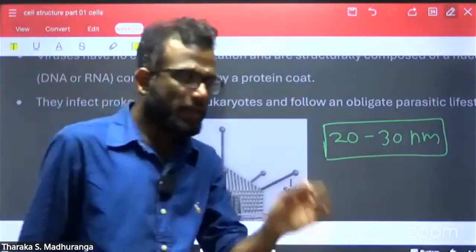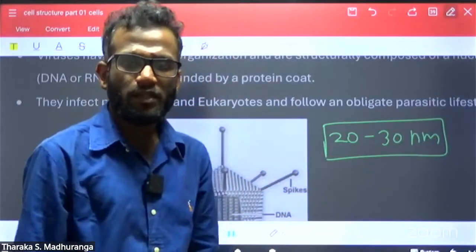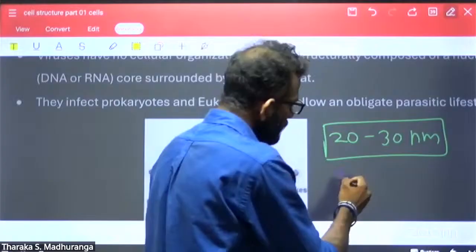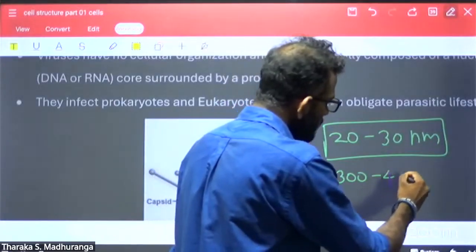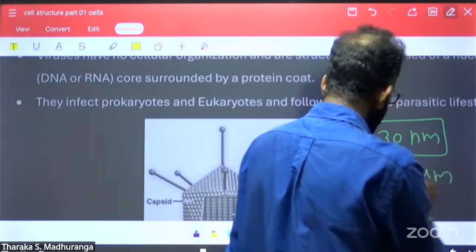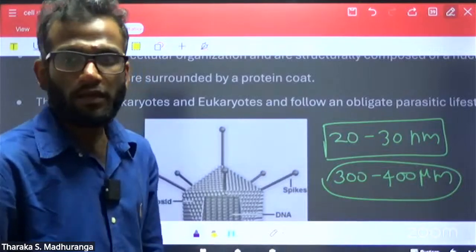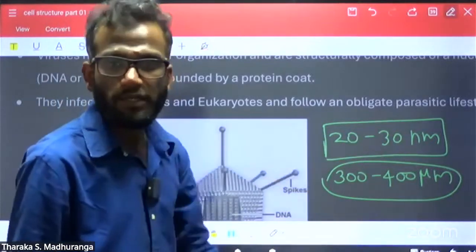Do you know the bacteria size? The normal, common bacteria size range is normally 300 to 400 micrometers. This is a bacteria, in micrometers. The virus is 20 to 30 nanometers.